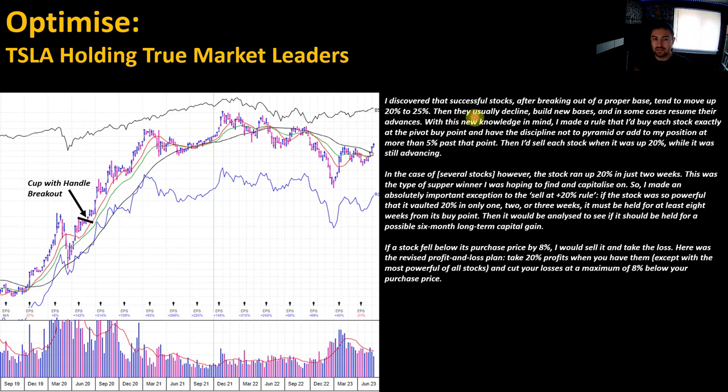So I discovered that successful stocks after breaking out of a proper base tend to move up 20 to 25%. Then they usually decline, build new bases, and in some cases resume their advances. With this new knowledge in mind, I made a rule that I'd buy each stock exactly at the pivot buy point and have the discipline not to pyramid or add to my position at more than 5% past the pivot. Then I'd sell each stock when it was up 20% while it was still advancing.